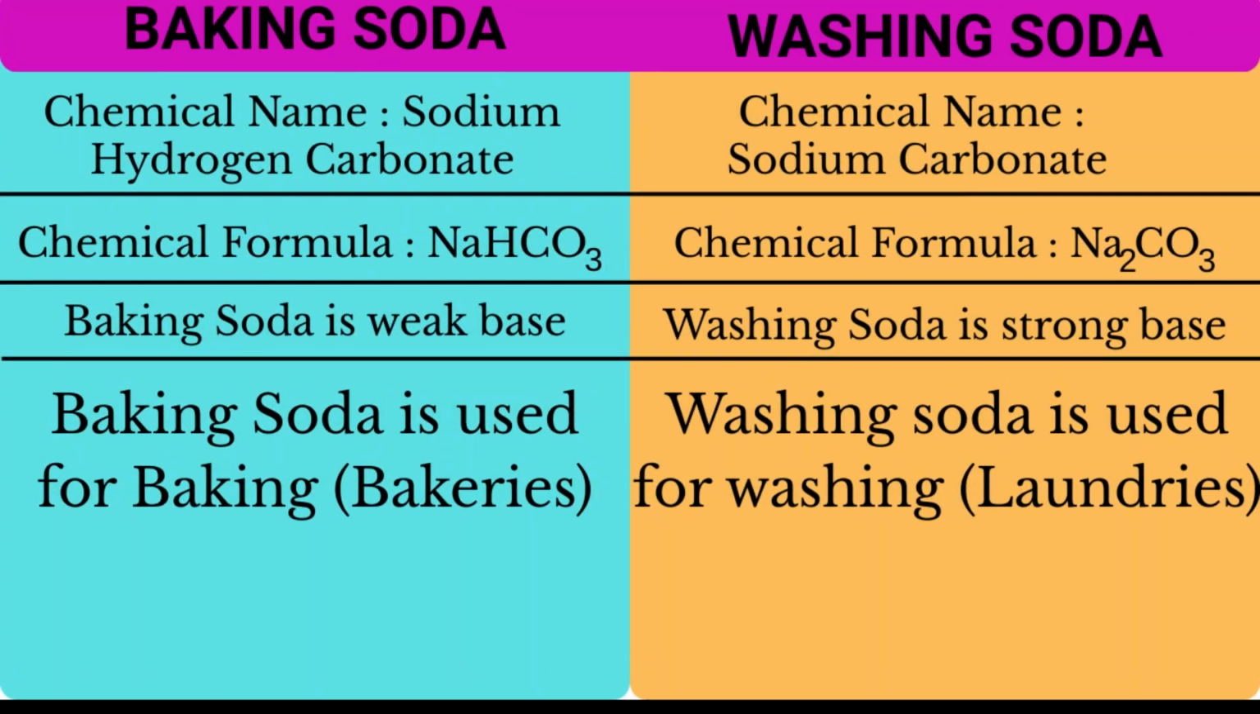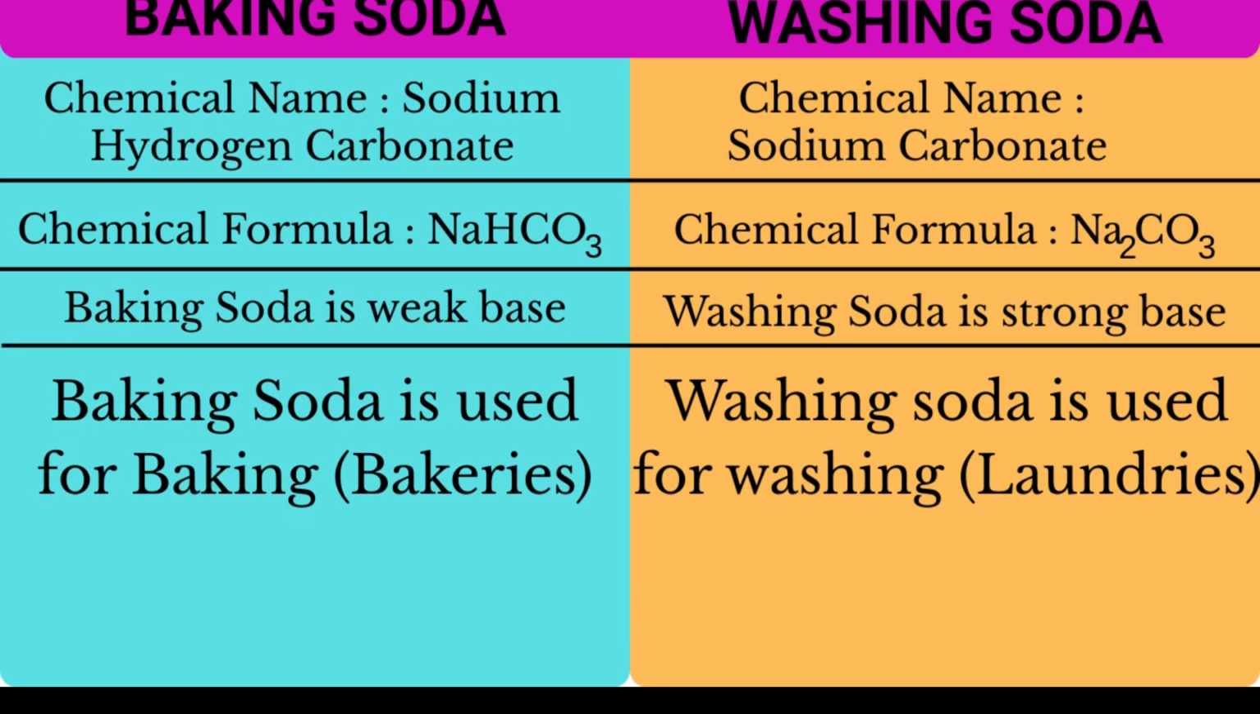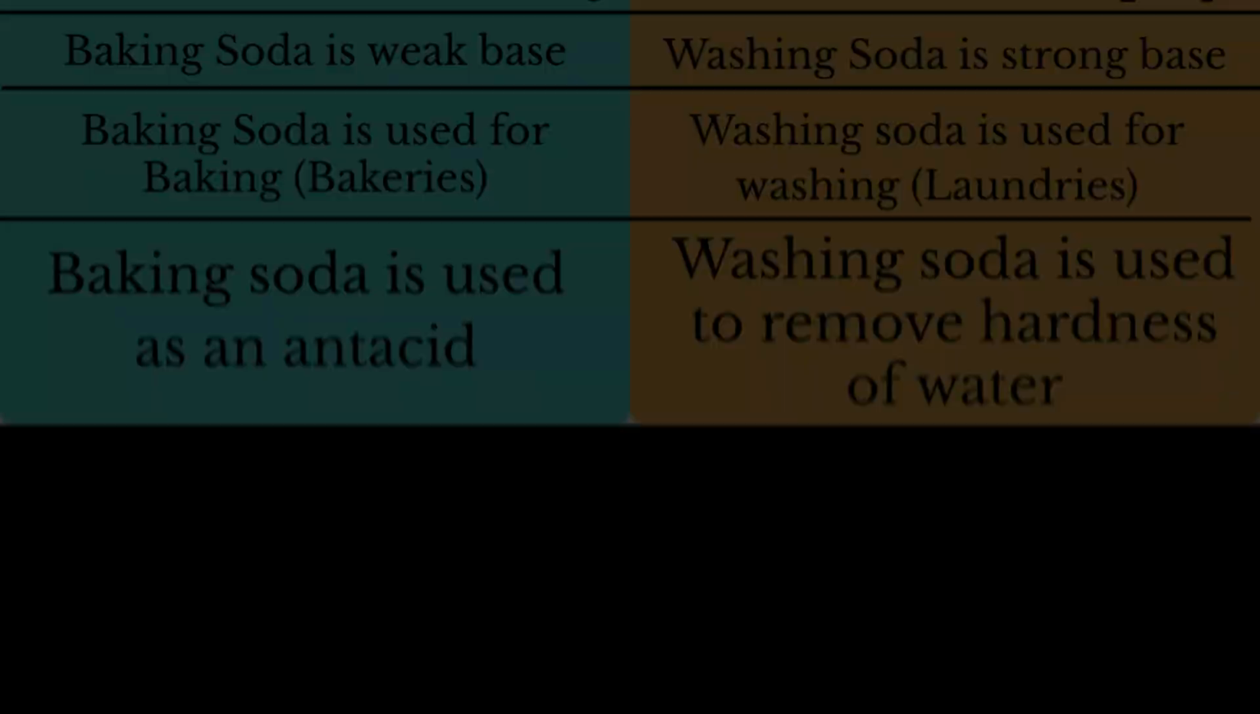The name itself suggests baking soda is used for baking purpose, while washing soda is used for washing purpose. Especially in laundries, washing soda is used. If you want to mention one more use, baking soda is commonly used as an antacid or in making the antacid products, while washing soda is used in removing the hardness of the water.